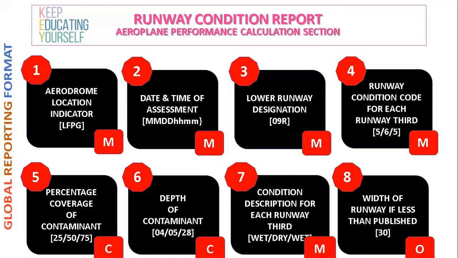Now the eighth element, width of runway. Where the runway condition code applies if less than the published width. Suppose the runway width is 45 meters, and we have done an assessment and find that this runway condition code is for 30 meters of runway only, 15 meters from the center line on each side. So we can say this runway condition code is applicable to only 30 meters, not to the remaining portion of 15. Here we have to report that this is optional. If you want to give it, it's okay. If you don't want to give it, you can leave it.